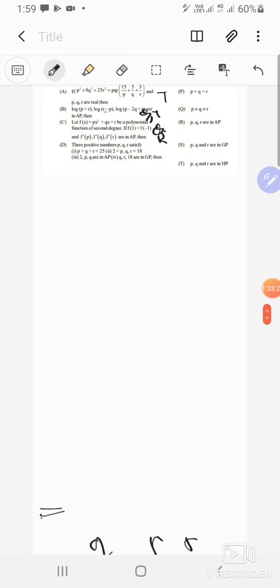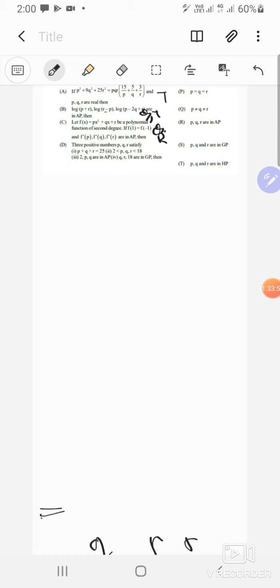Let's go to the next question, which is: three positive numbers p, q, r satisfy p plus q plus r equals 25, so the sum is 25. 2 is less than p, q, and r, and it is less than 18. So p, q, r are between 2 and 18. Three positive numbers. Their sum is 25, and 2, p, q are in AP. Okay, fine. So 2, p, q are in AP, and q, r, 18 are in GP. Wow, that's a lot of conditions though.